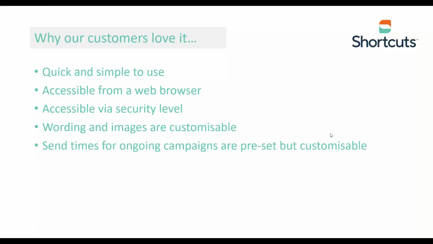Send times for ongoing campaigns are preset, but customizable to a degree. So things like go out after 16 weeks or 1 day after a new client, those send options, they're not configurable. The reason they're not configurable is because we don't want any mistakes. It makes it so much easier if the hard work has been taken out of it for you.